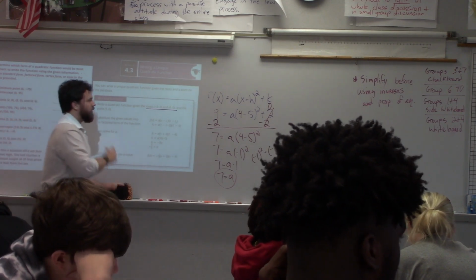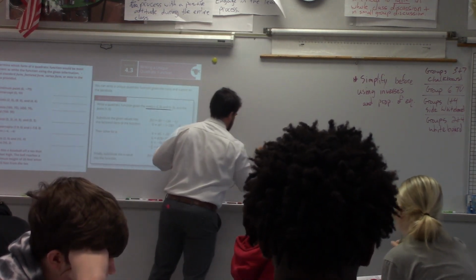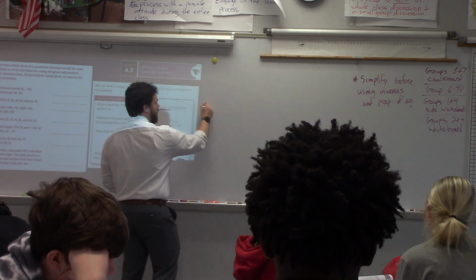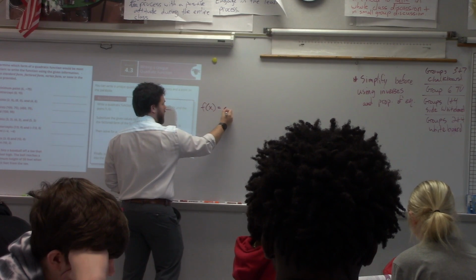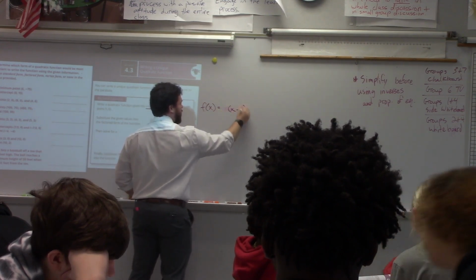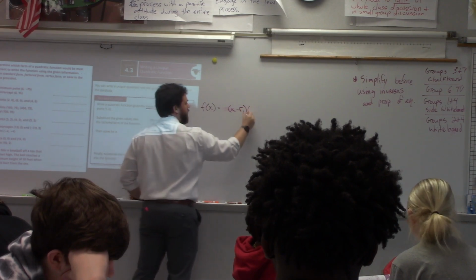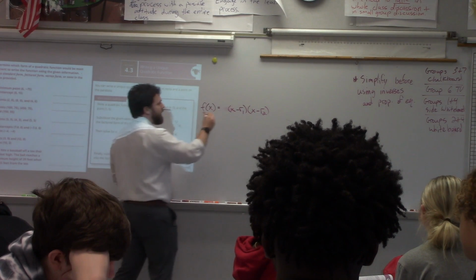So Naisha, what is our factored form? F(x) equals parentheses, x minus R. Okay. All right, we good to go? R and A. Right. Don't forget we need that A in there.